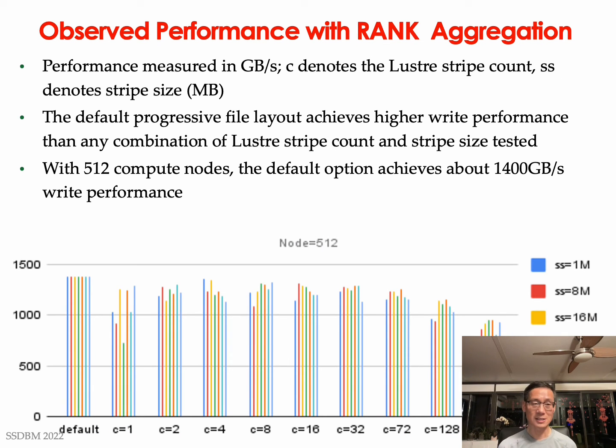With the rank aggregation, what we see here is that the default always performs better than our manually set stripe count and stripe size combinations. Furthermore, the performance we achieve is about 1.4 terabytes per second.